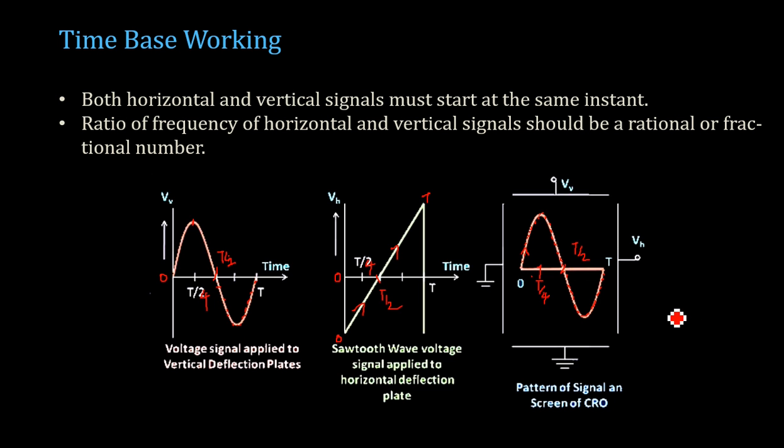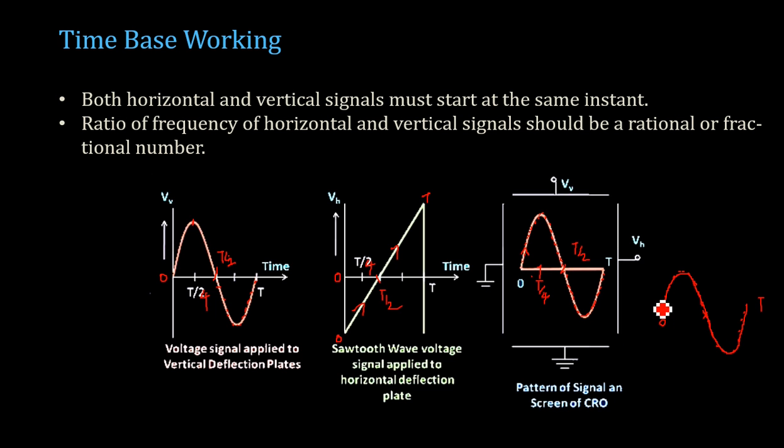If you have only a single sawtooth wave, what you will get? You will feel that a dot is progressing from 0 to T through T by 2. Since we have multiple sawtooth waves available and your voltage signal is being continuously fed to the vertical plates, you will have a continuous sine wave being created at this CRO screen.